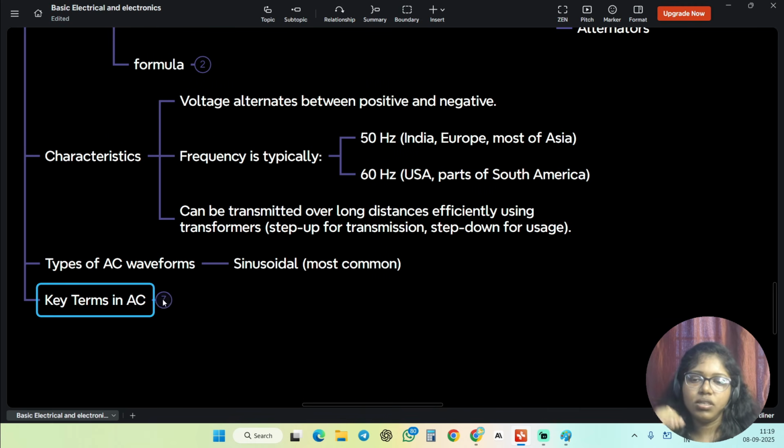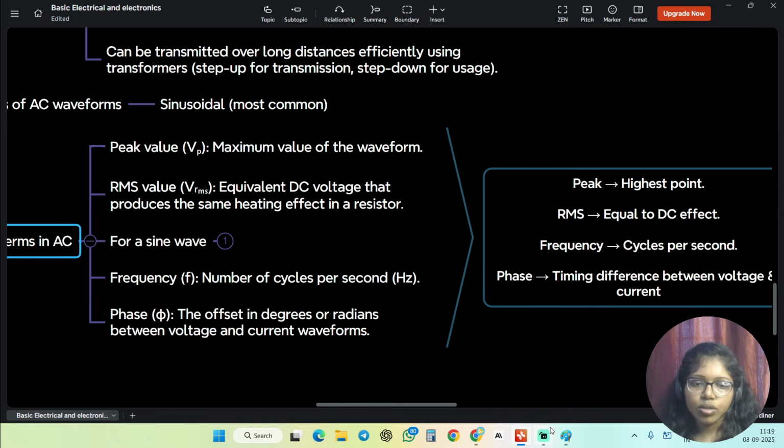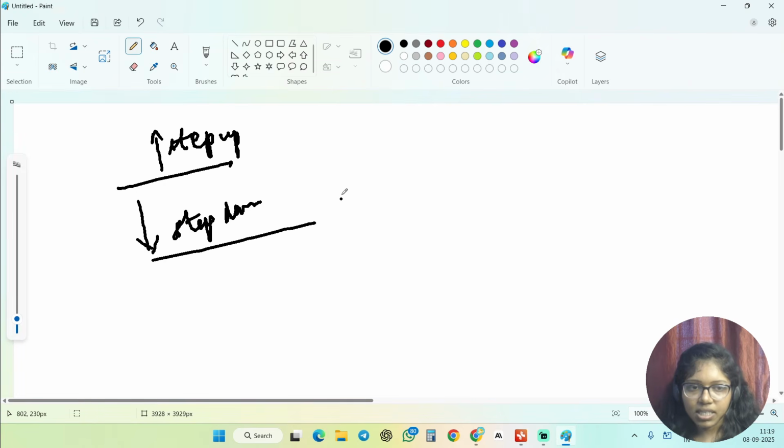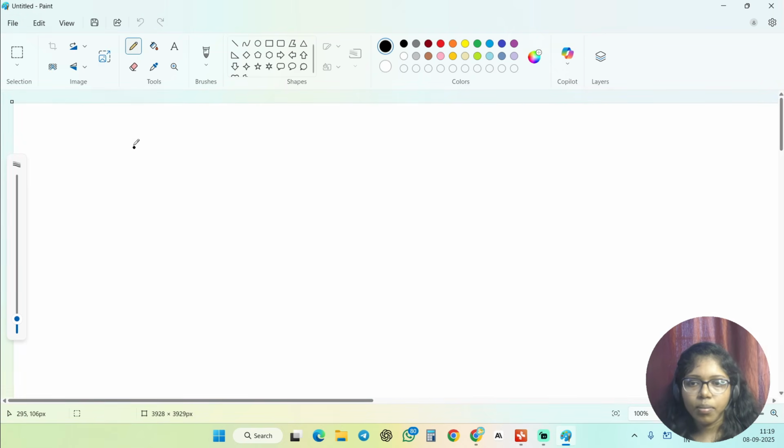Okay, and what are the key terms in AC? These are the key terms. If you are going to study alternating current, these are the terms you will study. The first term is called the peak value. Okay, what is meant by peak value?